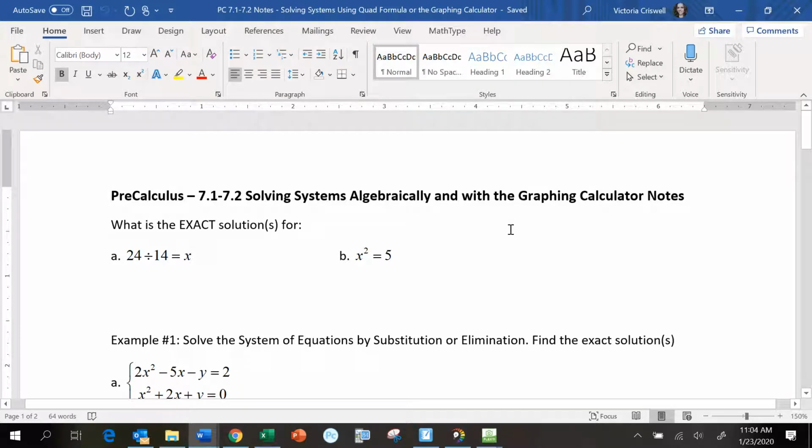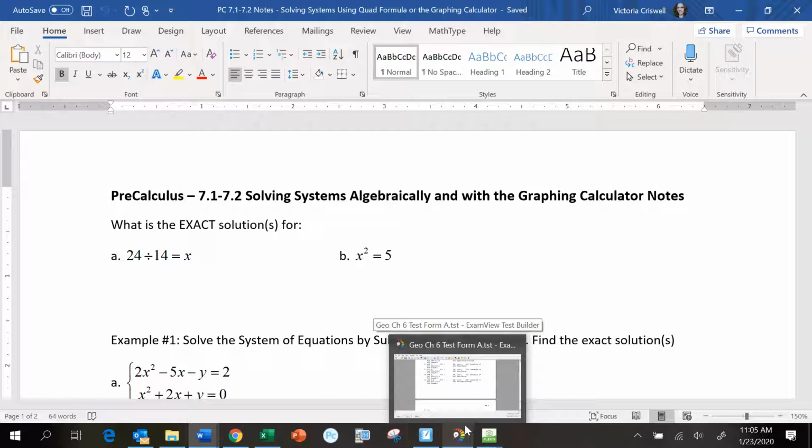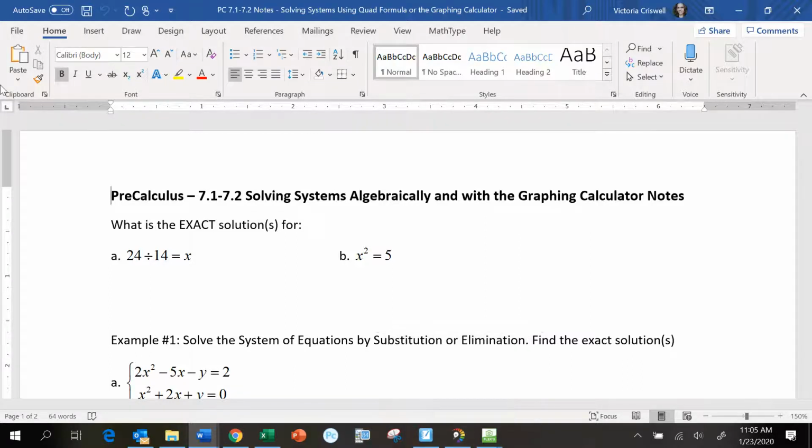All right, so right at the top of this paper, it just talks about what an exact solution is. So in your review that I handed you, you're going to have some questions that ask you to find an exact solution. So just to remind you how to find an exact solution. So we're going to do 24 divided by 14 equals x. I'm going to do x squared equals 5. I'm going to do both of those.